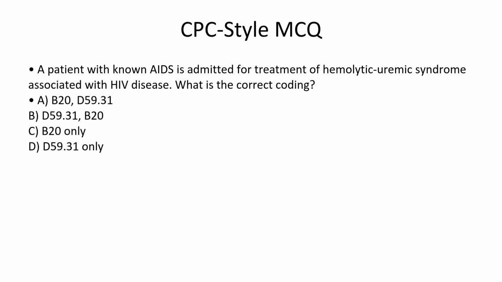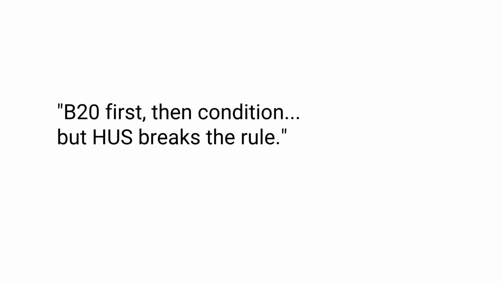Although the patient has AIDS, when the admission is specifically for hemolytic uremic syndrome associated with HIV, we assign D59.31 as the principal diagnosis, followed by B20. So the correct answer is option B, D59.31 followed by B20. Option A is incorrect because B20 is not sequenced first in this case. Options C and D are incomplete because both conditions must be coded. B20 first, then condition. But HUS breaks the rule.